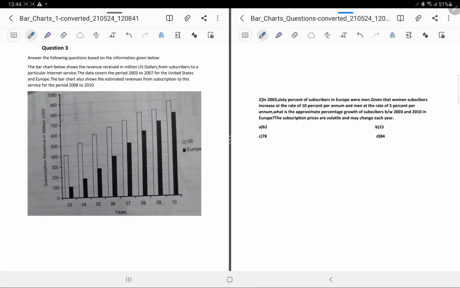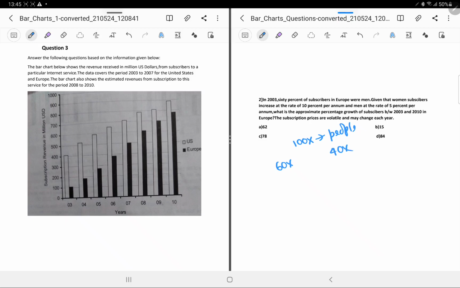So if it is what it seems to be, 110 million dollars. 60%. So this is not the population. See, this is a general trend. In 2003, 60% of the subscribers in Europe were men. So if there were 100x people, out of that 60x was men and 40x was definitely females.